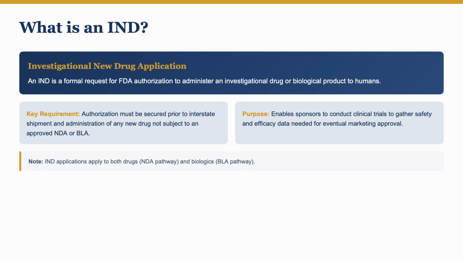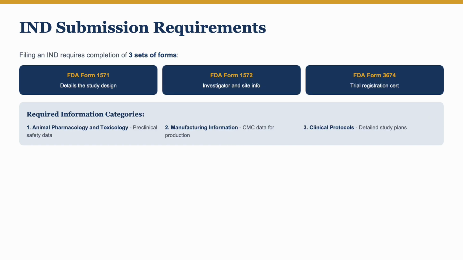The IND application demonstrates that the product is reasonably safe for initial human testing and that the proposed clinical studies are properly designed. This applies to both traditional small molecule drugs regulated under the NDA pathway and biologics regulated under the BLA pathway. Filing an IND requires completion of 3 sets of FDA forms.